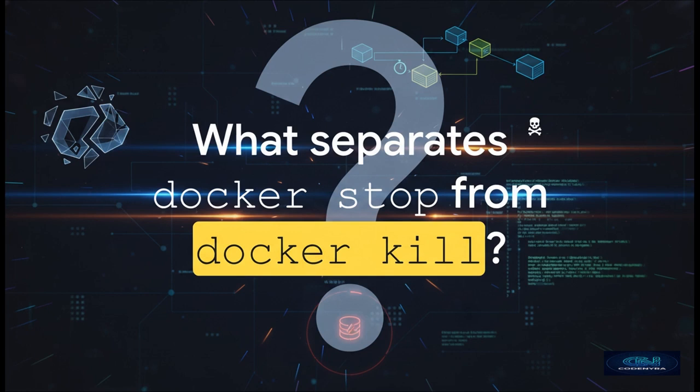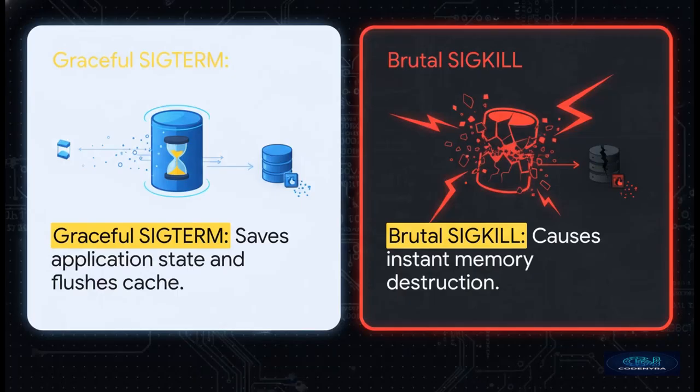Right, so that covers the storage exhaustion piece. Now let's address the corrupted database from our scenario. What is the critical difference between docker stop and docker kill? This is literally the difference between a controlled airplane landing and a violent crash. Docker stop issues a graceful SIGTERM. It actually gives the application, like your database, time to finish active requests, save its state, and flush its cache to disk safely. Docker kill, on the other hand, that's a brutal SIGKILL. It forcibly bypasses all shutdown hooks, resulting in instant memory destruction.